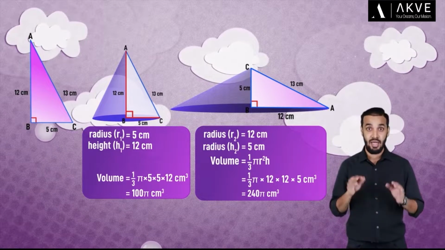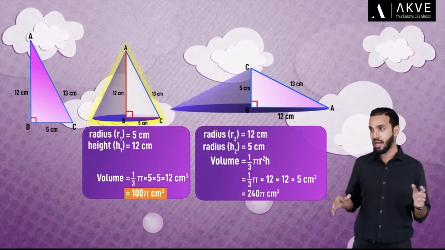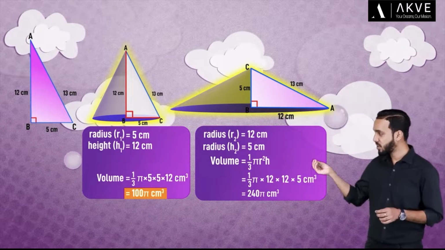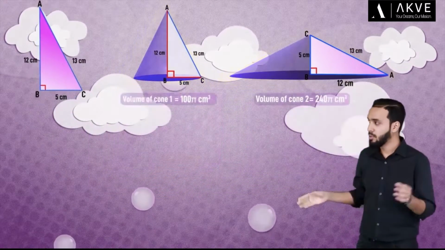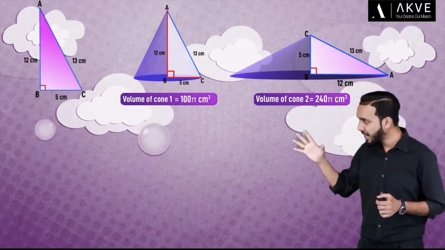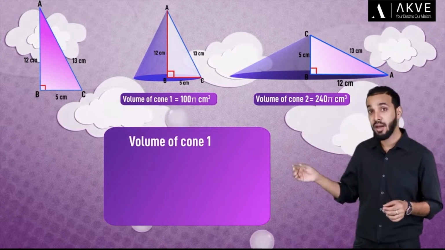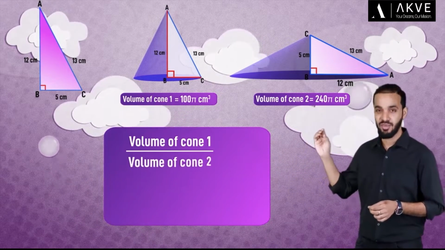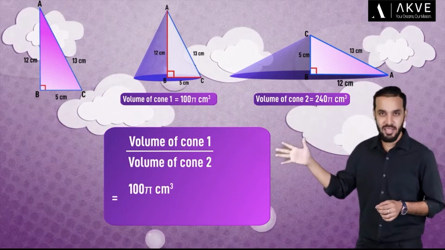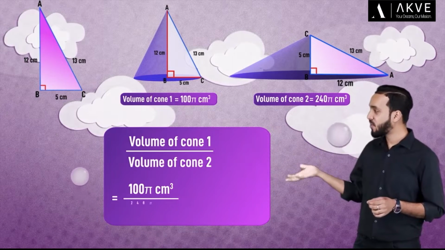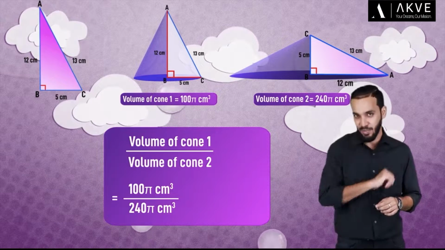So, the volume of the first cone is 100 pi cubic centimeters and that of the second cone is 240 pi cubic centimeters. Now, to find the ratio of the volume of the first cone to that of the second cone, we just divide the volume of the first cone by the volume of the second cone. Now, this is same as 100 pi cubic centimeters by 240 pi cubic centimeters. Now comes the reward of your patience.